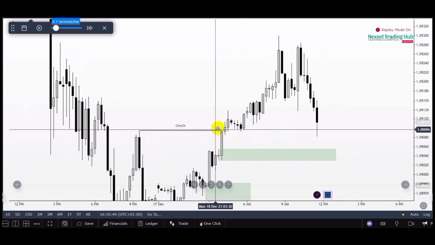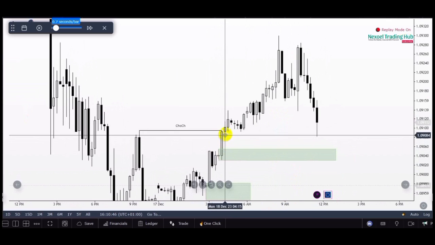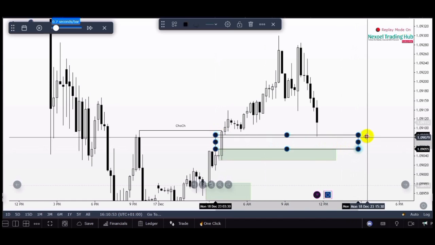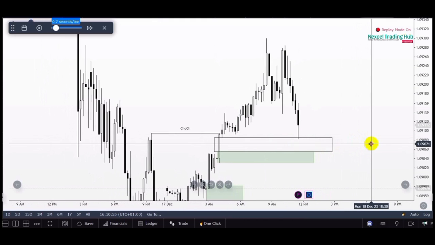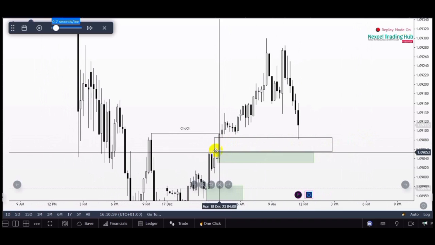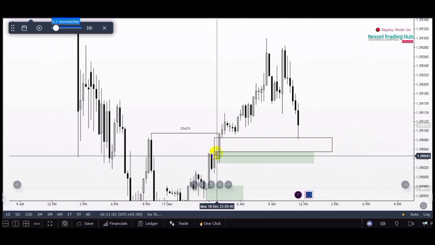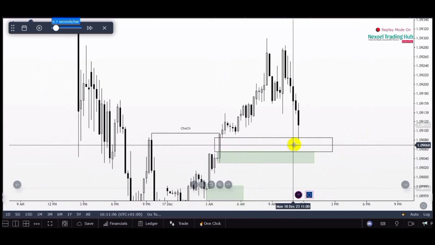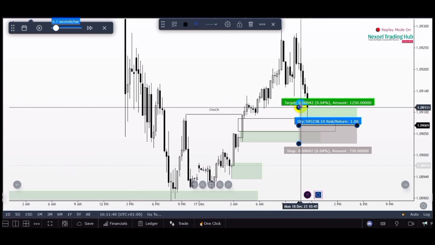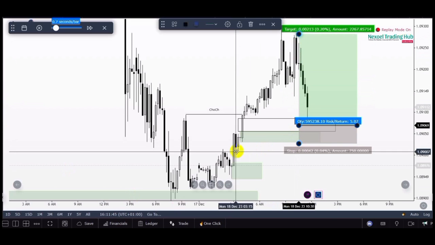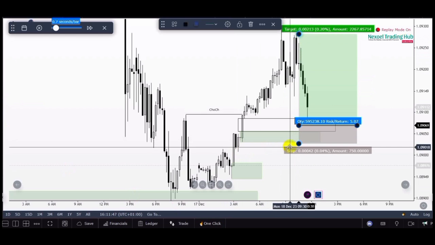Don't forget, we also have our fair value gap resting here, from this wick low to this wick high. So let's mark out the fair value gap resting here. So this is our fair value gap. We can take entry at 50% of the fair value gap, or we can take entry at the wick of this doji candle. So let's take our entry at 50% of the fair value gap. I will put our stop loss slightly below this candle's wick.